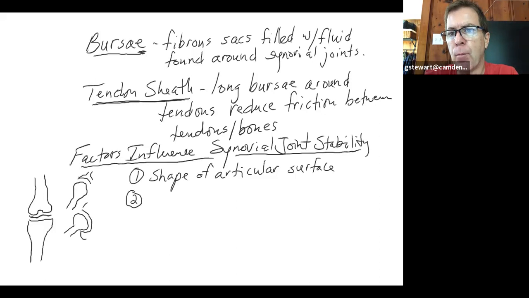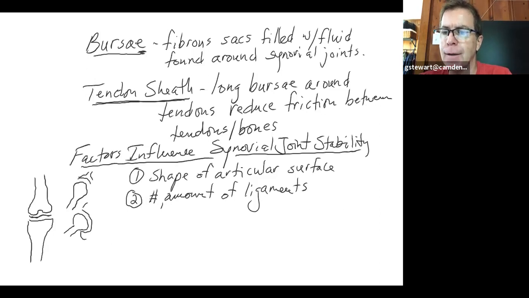Also, the number or amount of ligaments within the joint, stabilizing that joint. Obviously, the fewer ligaments, the less stable the joint would be. The more ligaments, the stronger the joint.